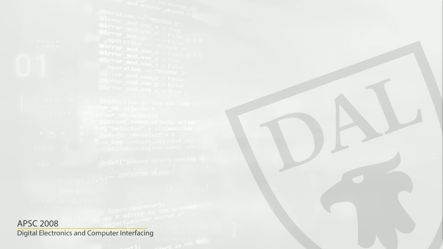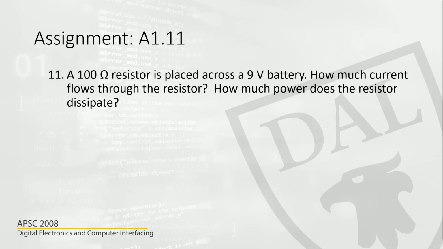Let's do a small problem there again. Assignment 1, question number 11. A 100 ohm resistor is placed across a 9 volt battery. How much current flows through the resistor? How much power does the resistor dissipate? To calculate the current, V equals IR, so I equals V by R. You know the voltage and you know the resistance. Just divide those and you will get your current. And power equals V times I. You know the voltage and you know the current. If you multiply those, you will get the power that is dissipated in this resistor.